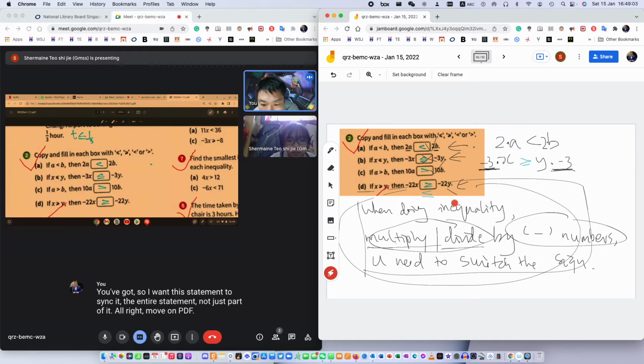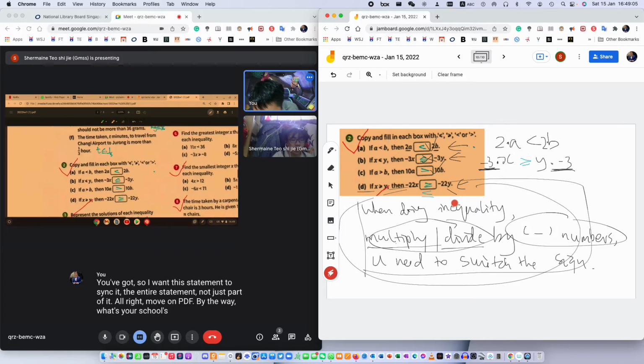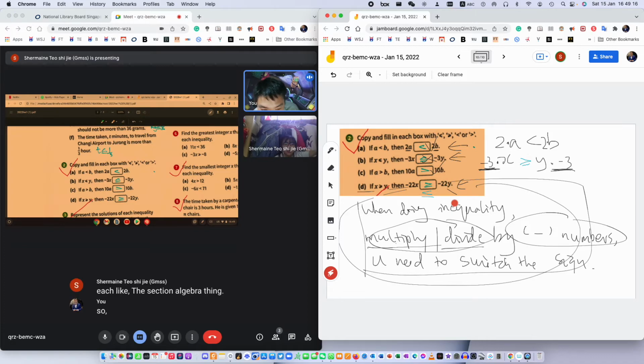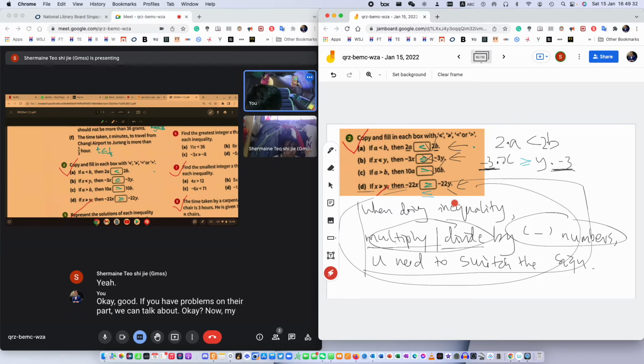By the way, what's your school's progress? So my teacher teach like the fraction, algebra thing. So are you clear on that part? I have some work that I already did in the class. Yeah, so it's done. Are you clear on that part? Yeah. Okay, good. If you have problems on that part, we can talk about it. Okay, never mind. Let's go to 3.